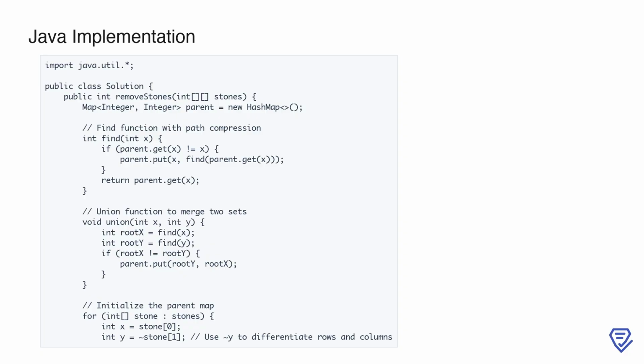Finally, we begin initializing the parent map by iterating through the stones. For each stone, we extract its row index X and column index Y. To avoid conflicts between rows and columns in the union-find structure, we use the bitwise not operator on Y, differentiating rows from columns in the map.